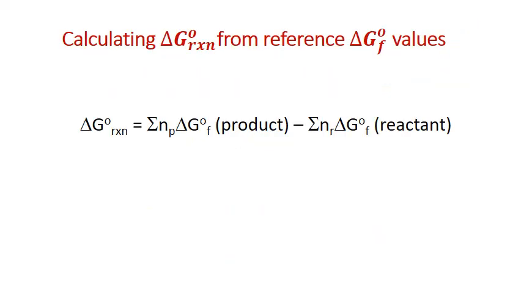We can use these standard reference values for delta G sub F to calculate the Gibbs free energy change for any process the same way we use the other thermodynamic values. So the standard Gibbs free energy change for any reaction is simply equal to the sum of the Gibbs free energy of formations, delta G sub F, for the products in that reaction, times their coefficients from the balanced chemical equation, minus the sum of the Gibbs free energy of formation for the reactants in that process, times their coefficients from the balanced chemical equation.